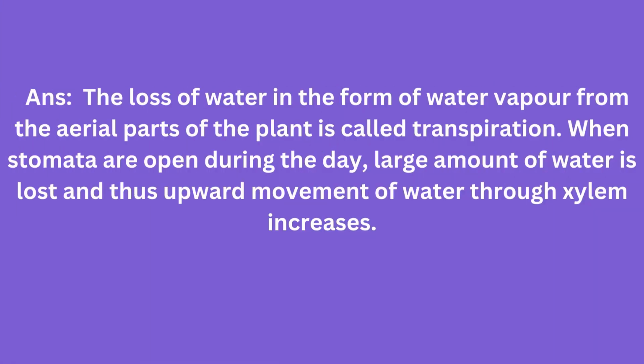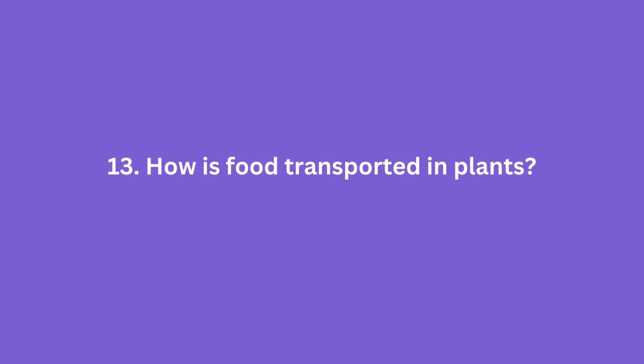12. What is transpiration? Answer. The loss of water in the form of water vapor from the aerial parts of the plant is called transpiration. When stomata are open during the day, a large amount of water is lost and thus upward movement of water through xylem increases. 13. How is food transported in plants?